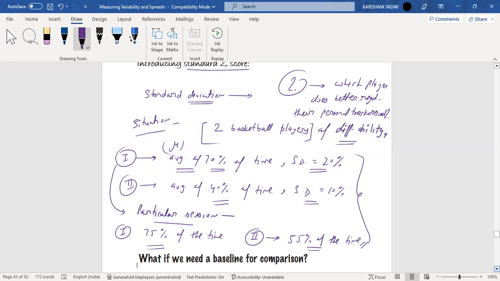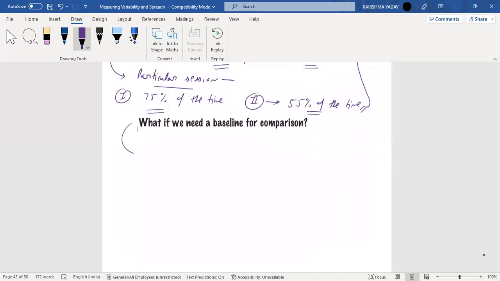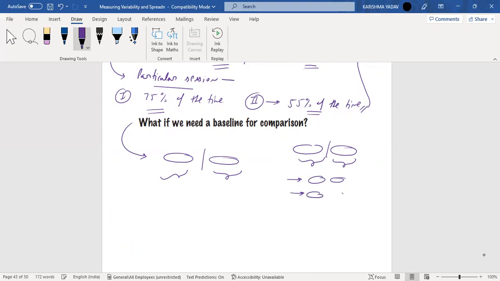Now let's see it. What if we need a baseline for comparison? This is the case when we have two players and we need a baseline to compare them. We need a particular baseline so we can easily compare their scores, because the standard deviation, the mean, and the session performance are different for both players. So how can we compare the performance of these two players?